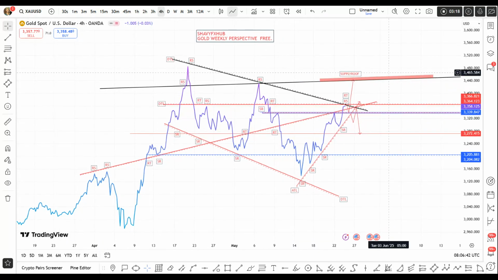So this is where it's coming to. It's coming to this area. This is your new supply zone. So if price breaks out from here, then you sell from here. It makes a whole lot of sense to sell from this.